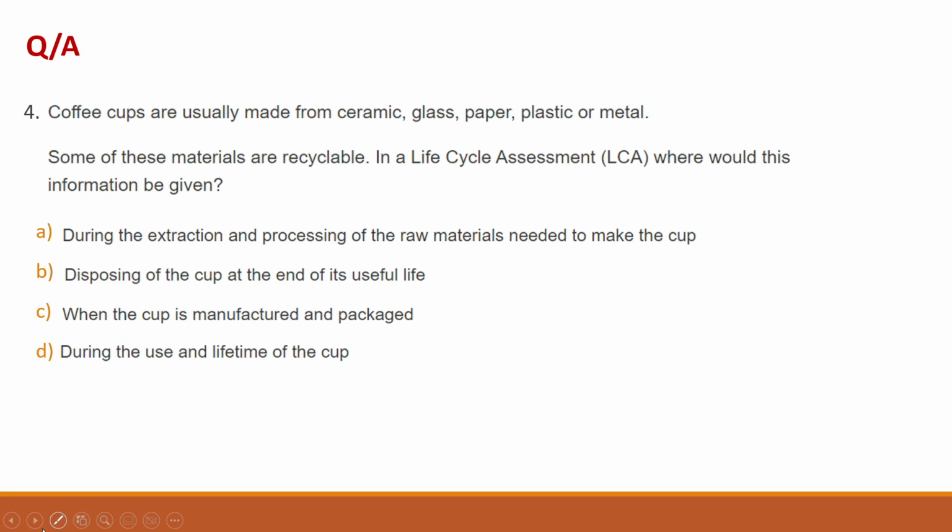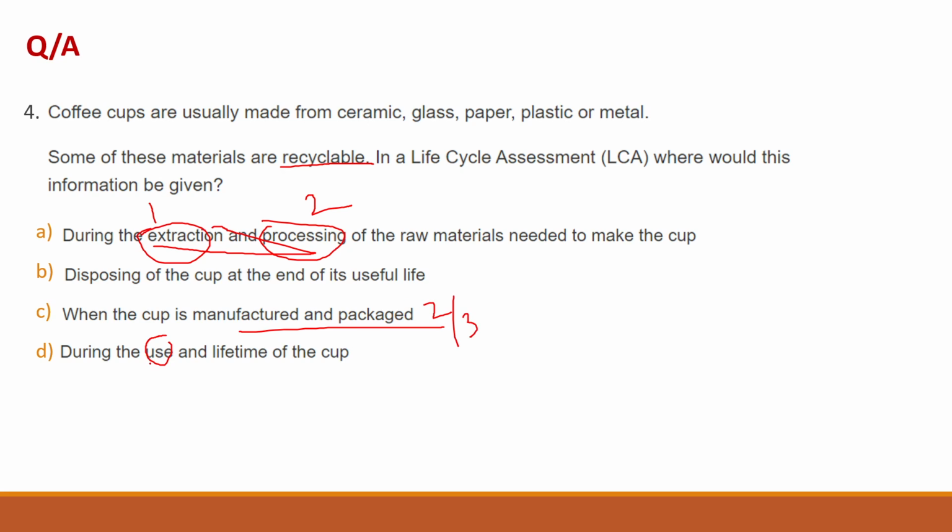Okay, so see, when we are talking about recyclability, extraction is the first stage. The processing or production is the second stage. Then it comes to manufacturing and packaging, so this is the second or third stage, right? Then it comes to the use, which is the fourth stage, and disposal is the final, fifth stage. Okay, so when will you talk about recyclability?